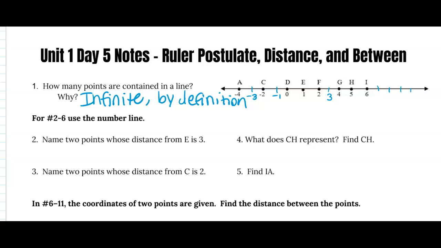So when we look at number 2, it says name 2 points whose distance from E is 3. So if E is 1, if we go 3 away, we can go in both directions. So from E, we go F, 3, G. So G is 3 points away. And we can go in the opposite direction. So 0, -1, -2 is C.